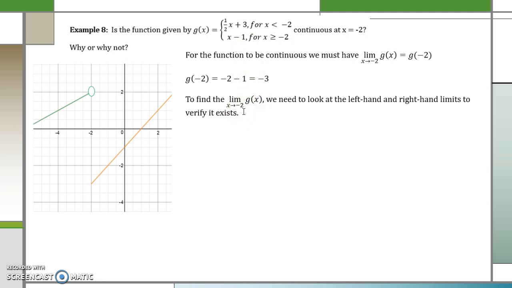To do that, we need to look at the left-hand and the right-hand limits to verify that it exists. So let's start with negative 2 approaching from the left side. When I approach negative 2 from the left side, I'm using the half x plus 3 equation because I'm looking for values that are less than negative 2. So when I plug in negative 2 to that top one, I end up with half times negative 2 plus 3, which is equal to negative 1 plus 3, or 2.